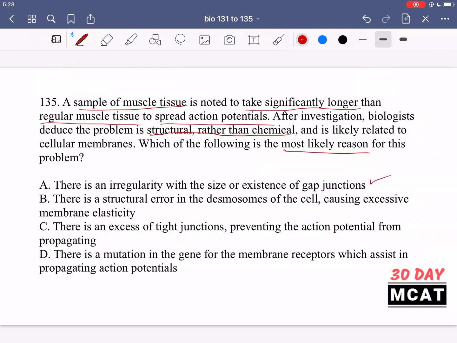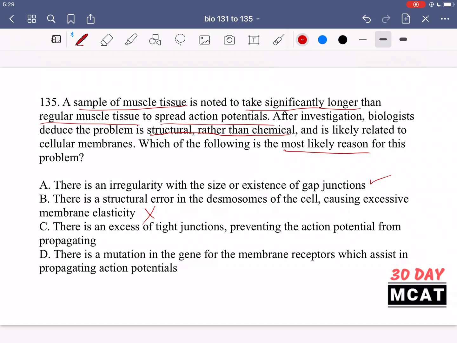So if there's a problem with them, it makes sense that now this subset of cells, the ones that we're looking at, the sample, takes significantly longer to propagate the action potential. And it's a structural error, right? This isn't something chemical. Option B is saying there's a structural error in the desmosomes of the cell, causing excessive membrane elasticity. That doesn't really make sense. The things holding the cells together, there's a problem, so now they're elastic and not really held together as well. That doesn't make as much sense as gap junctions, which are actually directly involved in action potential propagation.